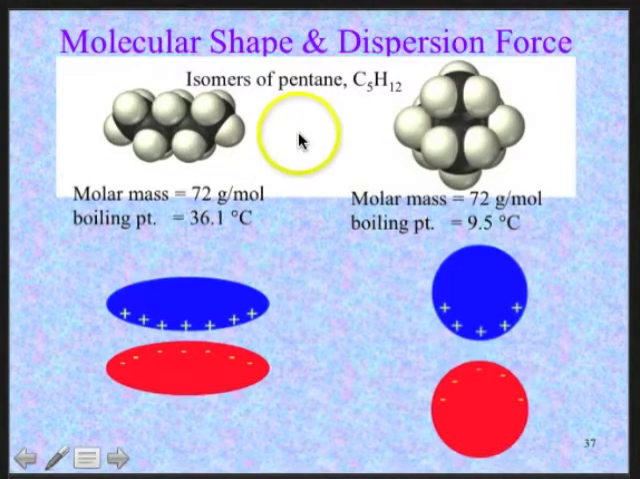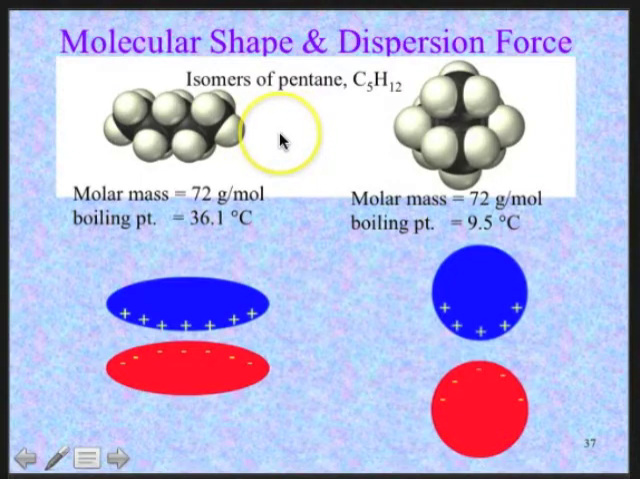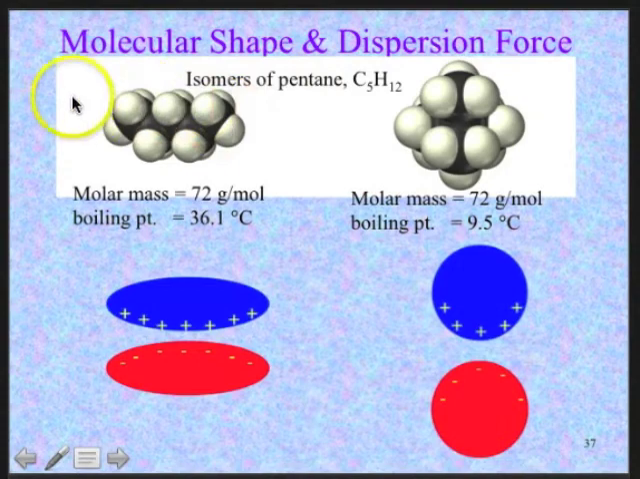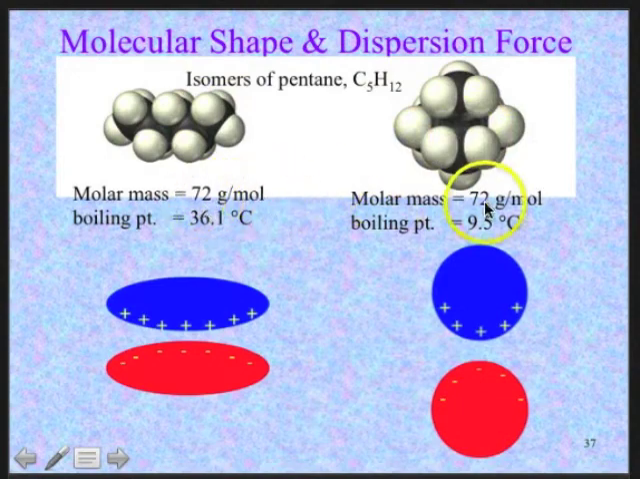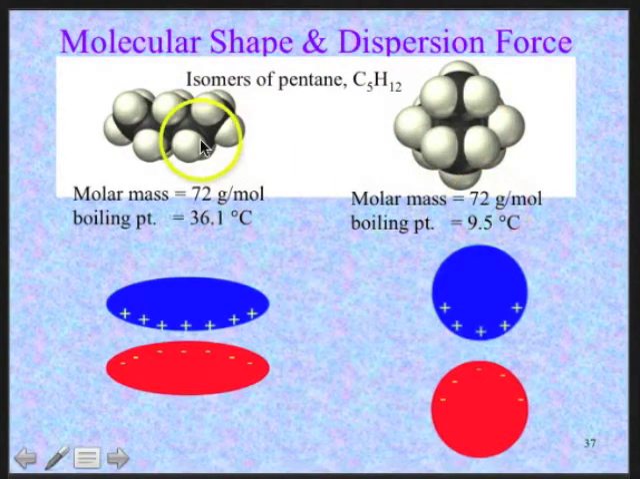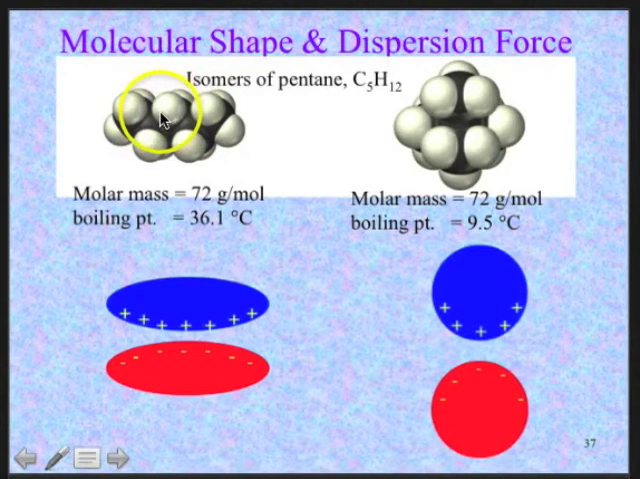The shape of the molecule is a factor. Here you have two isomers of pentane. One is in a long chain, the other is in a ball. It's exactly the same molar mass. You've got the same number of carbons and hydrogens in both, but their structures are different.